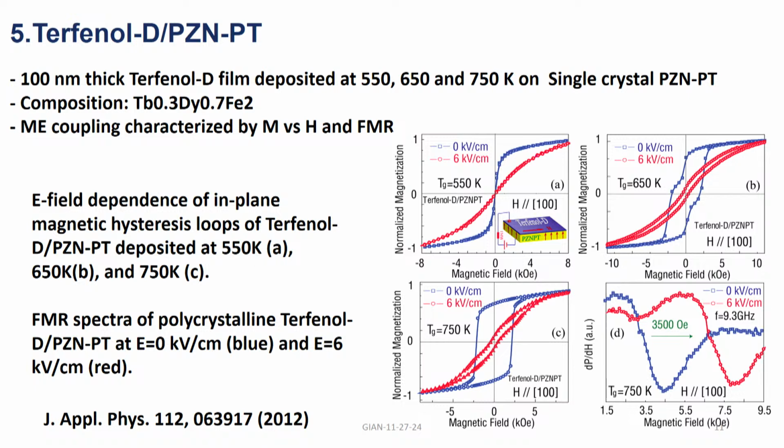So, they did the deposition at a series of temperatures at which the substrate was heated: 550, 650 and 750 degrees Kelvin. And as you see here, the measurements of the converse magnetoelectric effect were done by M versus H under an electric field, or ferromagnetic resonance under an applied voltage, and they came up with a very strong indication of magnetoelectric effects in this particular system.